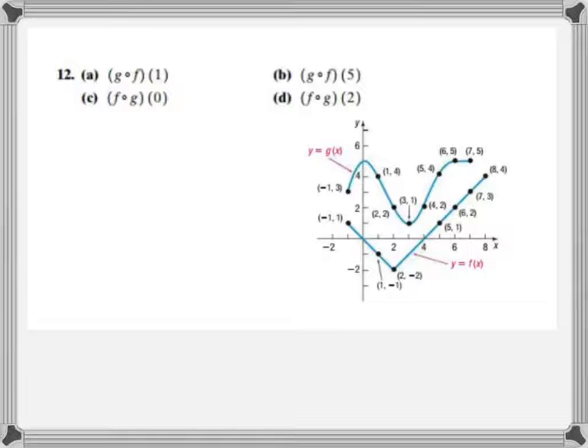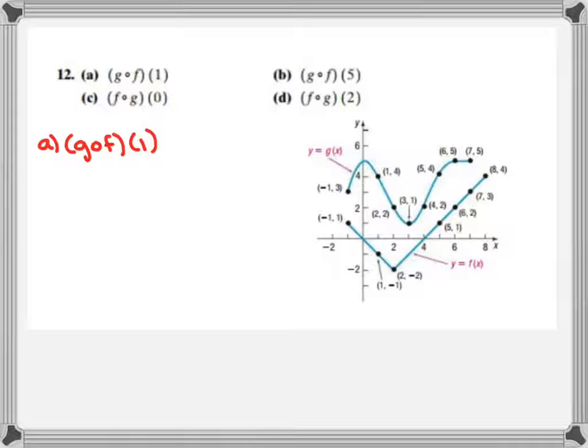Okay, we can also find function composition by looking at graphs of two functions. So here we have two graphs. The graph of g of x, which is the one that is higher up or more on top, and we have the graph of f of x, which looks almost like a check mark. And these do not go on forever. They're actually bounded by points.